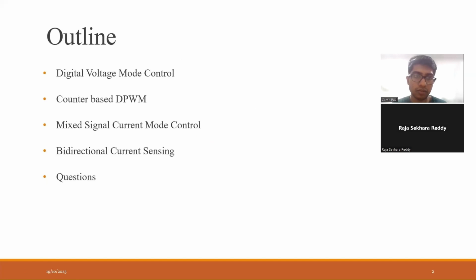So today we will be just having a recap and I'll be discussing digital voltage mode control, the basic control strategy on which you can build your understanding. Then I'll also touch a little bit on counter-based DPWM, and then I'll talk a bit about mixed signal current mode control and the current sensing which is required for it, bidirectional current sensing. One setup I'll show. Then we will be going for the questions.